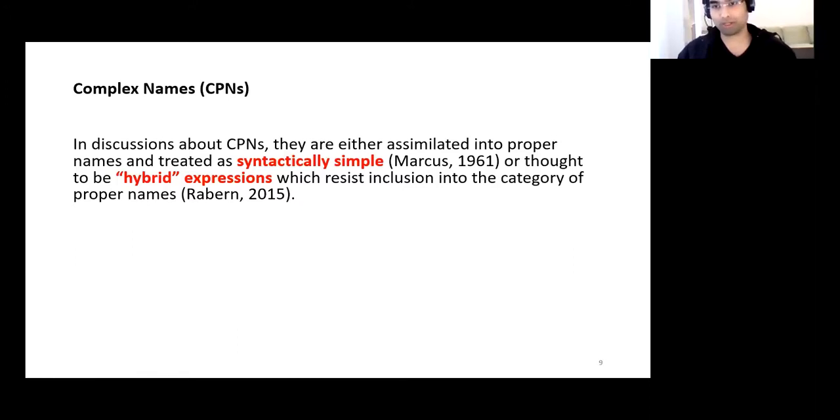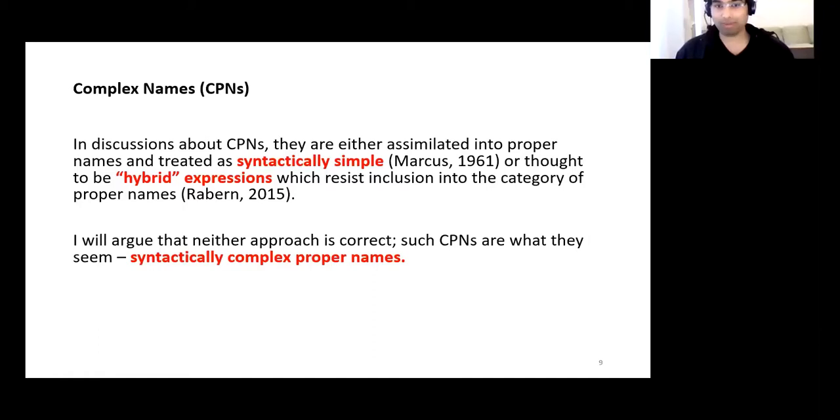For example, Marcus in her 1961 paper treats them as syntactically simple, or they are thought to be hybrid expressions which resist inclusion into the category of proper names. And Rayburn makes a point to that effect in a 2015 paper. But I will argue that neither of these two approaches is correct. Complex names are exactly what they seem. They are syntactically complex proper names.